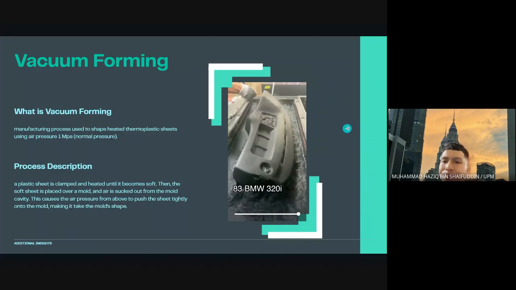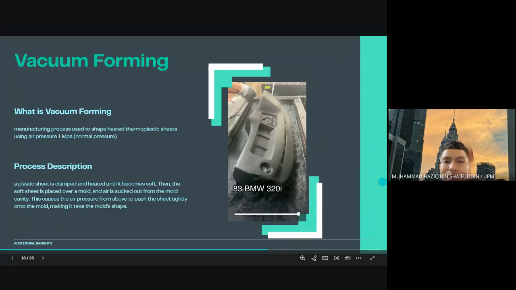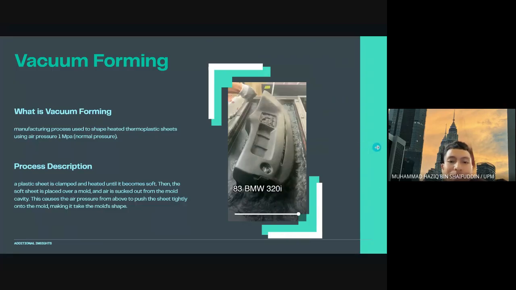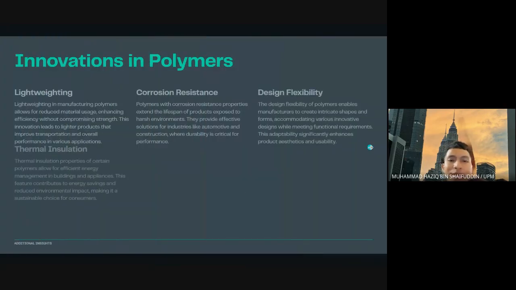Maybe our friend doesn't mention this: blow forming is used to make strong and decorative parts from metals like titanium and aluminium, especially in planes and cars. So yes, that's all from me. I give to the next presenter.